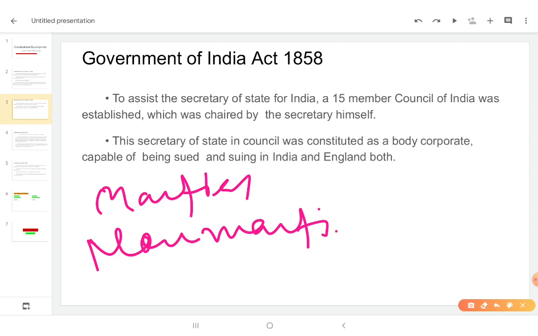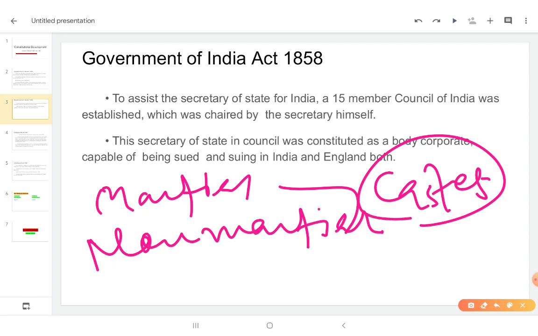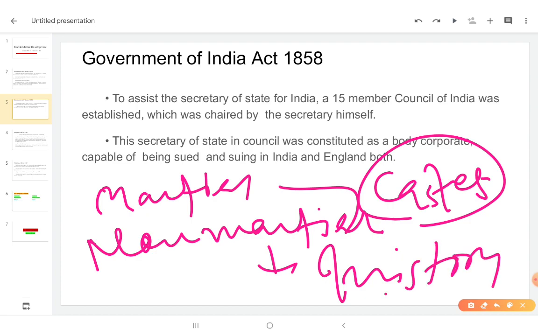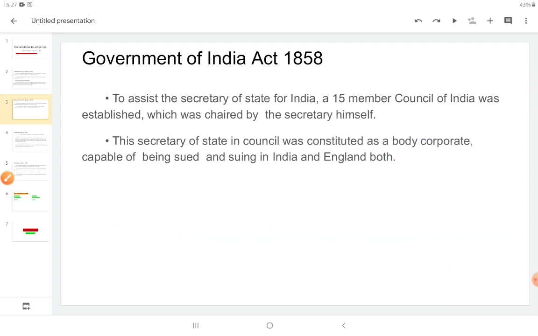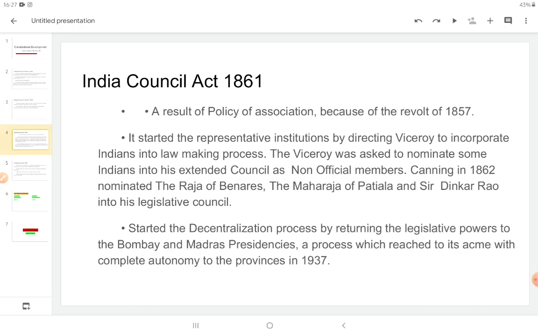So they divided the whole Indian society on the basis of castes, and so all those things. But we will study all these topics in history, not in polity. So far we are studying polity, and these topics were under Government of India Act 1858 related to the political development, or say the constitutional development. Now the next one is India Council Act of 1861.